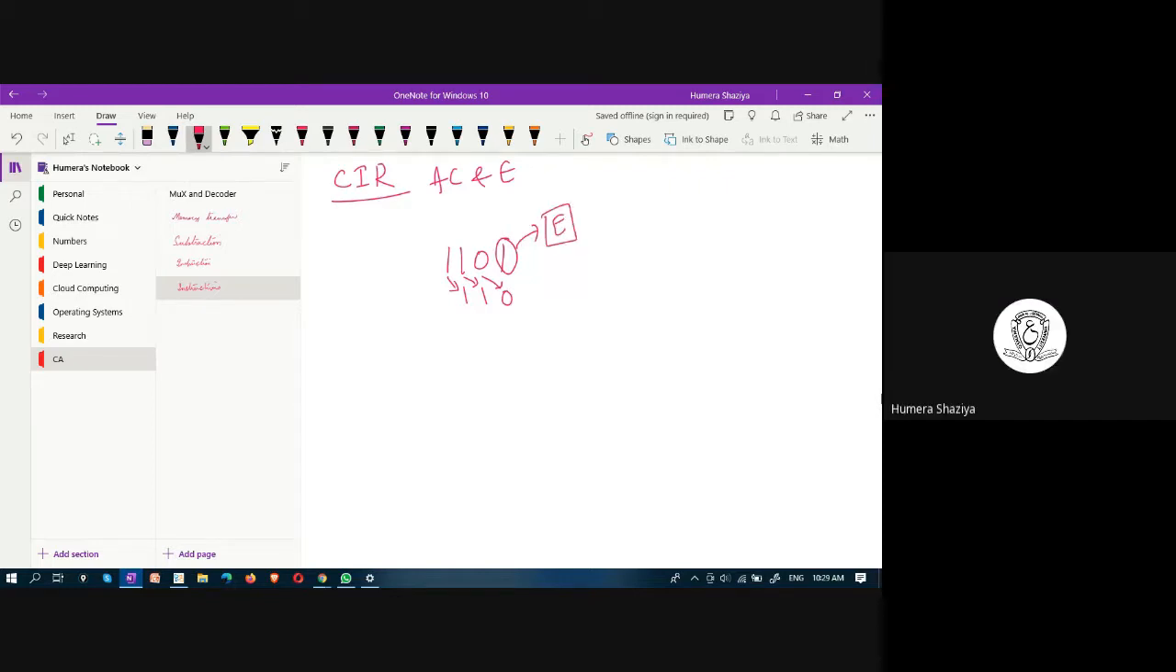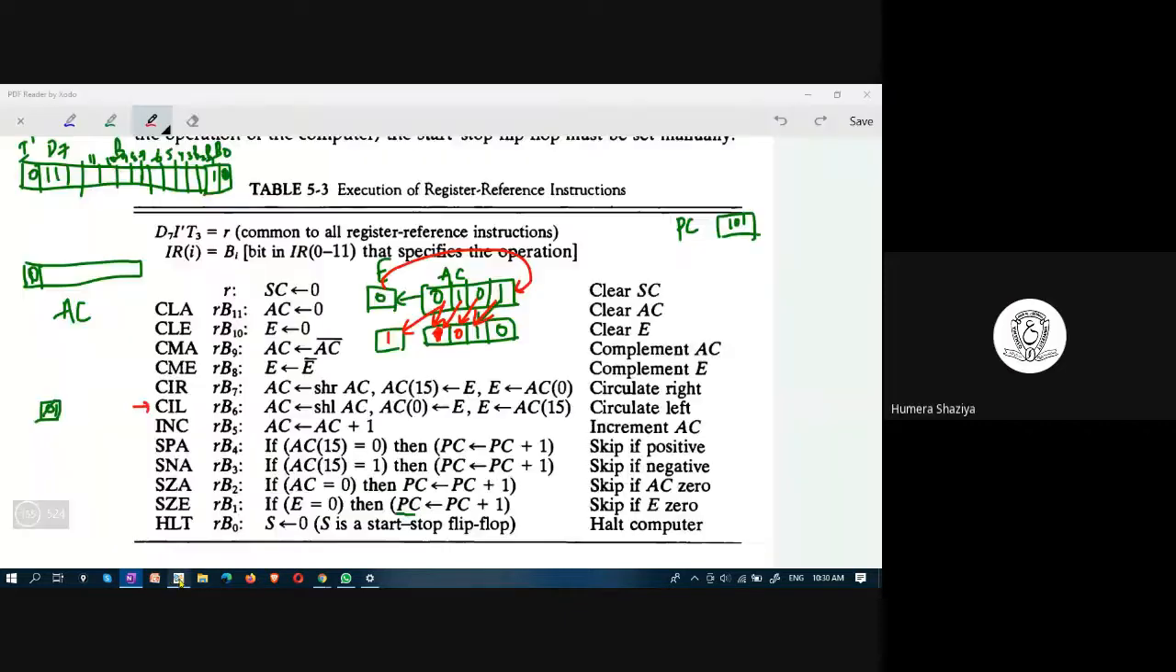E will get the flip-flop bit, 1. So AC of 0 goes to E. The last one, AC of 0, is 1 now. Sorry, AC of 3 would get E. What is E? 1. Let us look at it here.